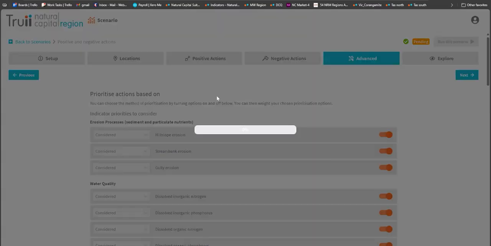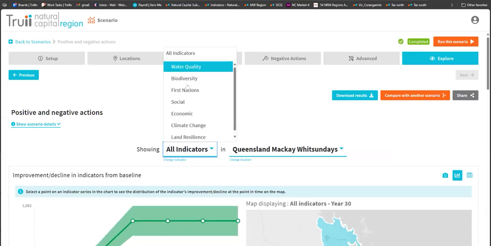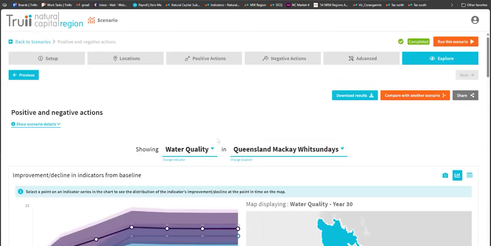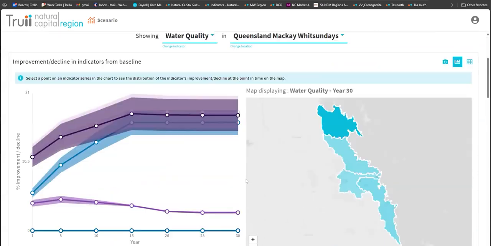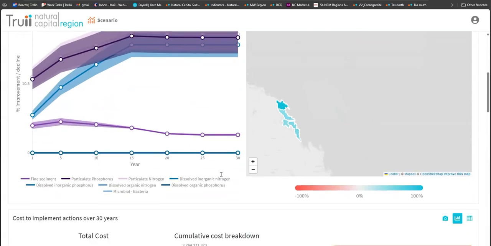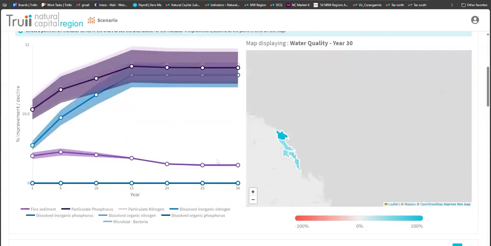But let's run that. And we're looking at water quality outcomes here. So that is incorporating positive and negative actions. Now let's go back, and so you have both, and you can see here there's a response in fine sediment, that we're actually getting a decline in water quality when you incorporate those negative actions.